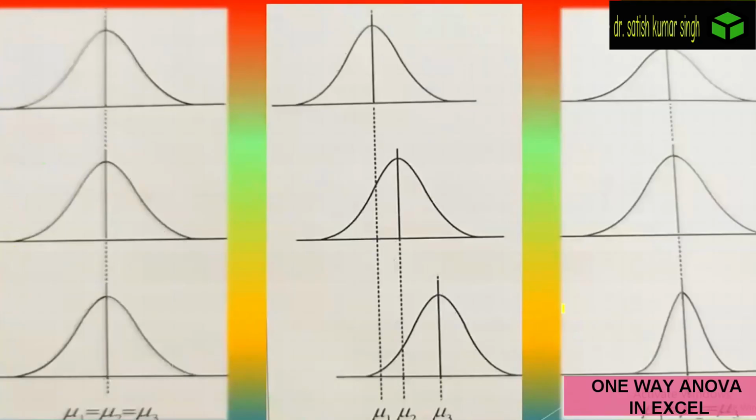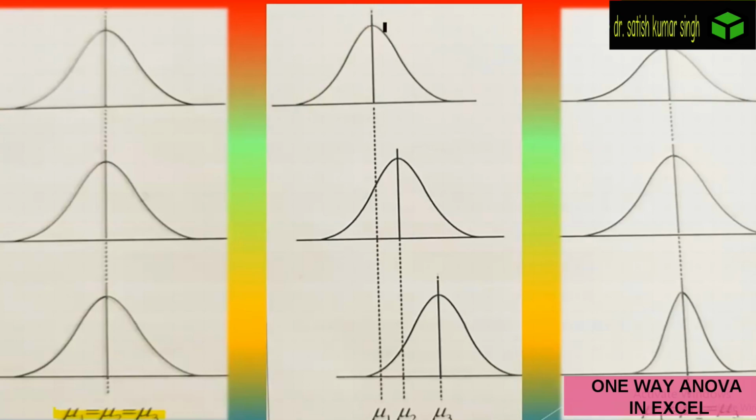Next, why is it required? You can see here we have three groups. This is the first group, second group, and third group. And what is common? All these three groups have the same mean. They have the same variability. The same level of variability exists there. It is clearly visible that there is no difference in terms of their means and in terms of their standard deviation or variance.